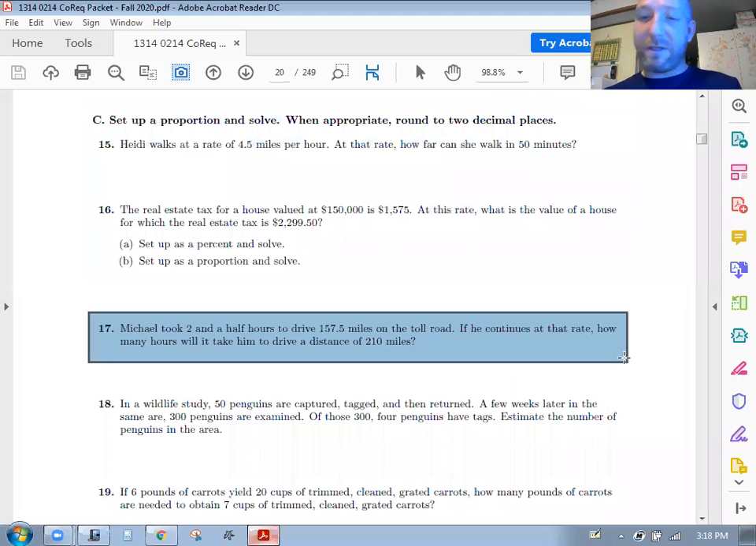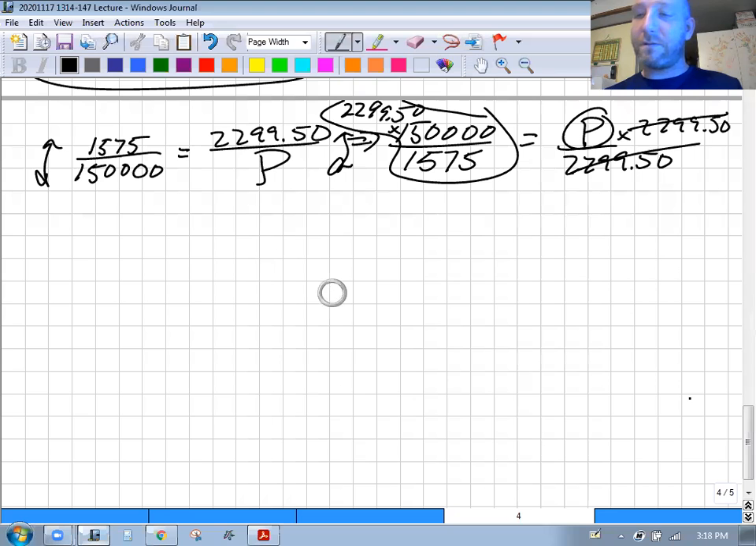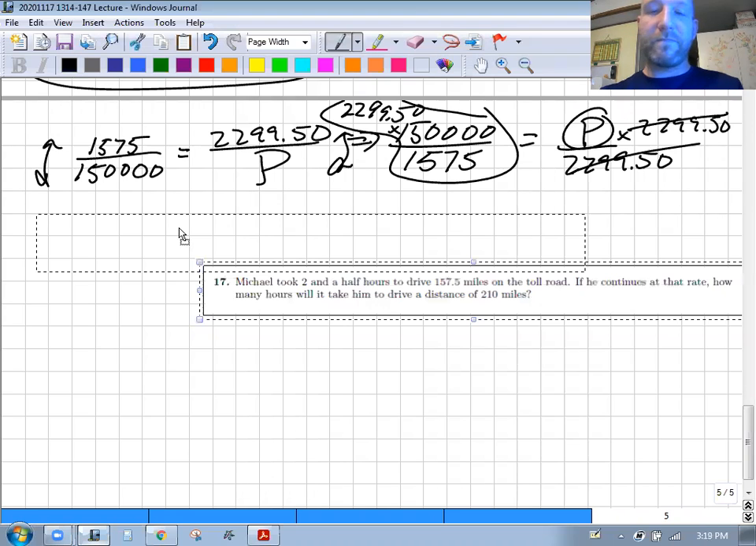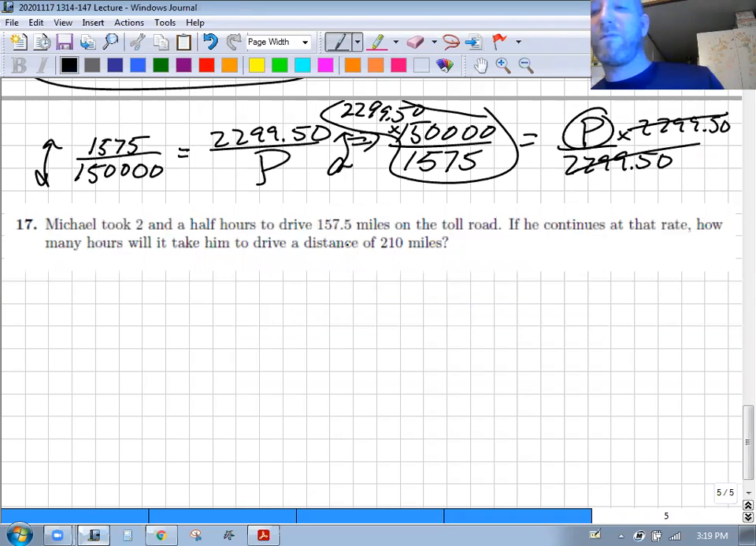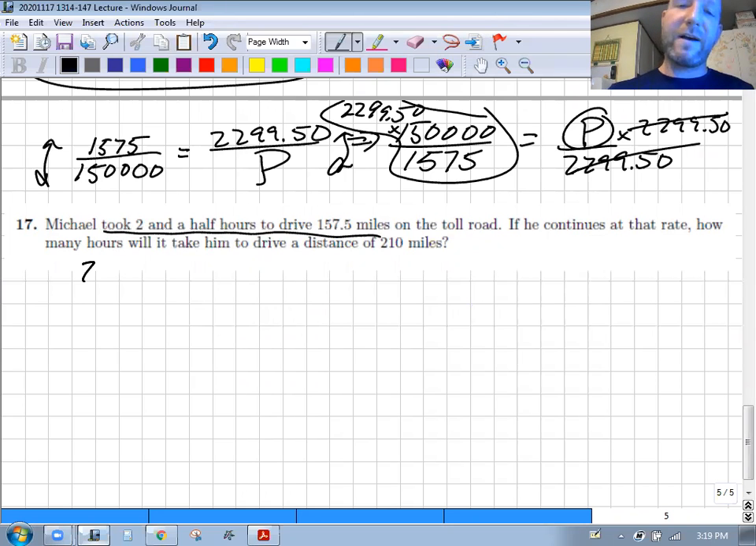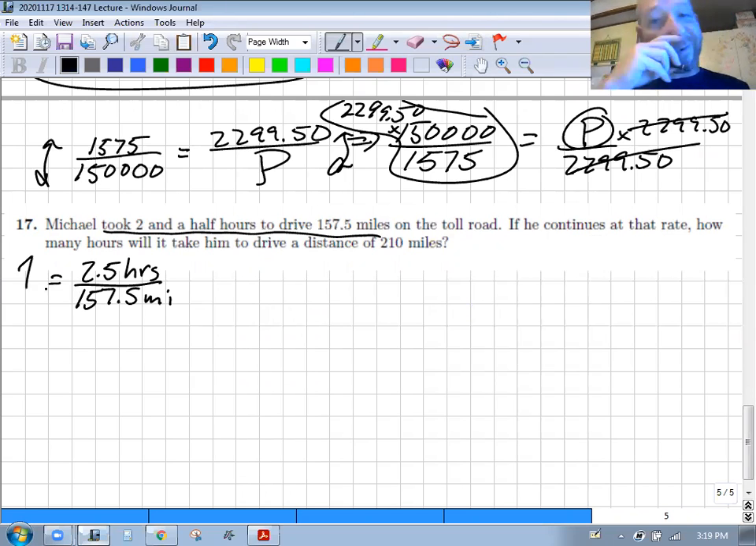Here's another unit conversion. Michael took 2.5 hours to drive 157.5 miles on the road. That's our unit right there. They're telling us 2.5 hours is the same thing as 157.5 miles. That's our number one, pure number one.